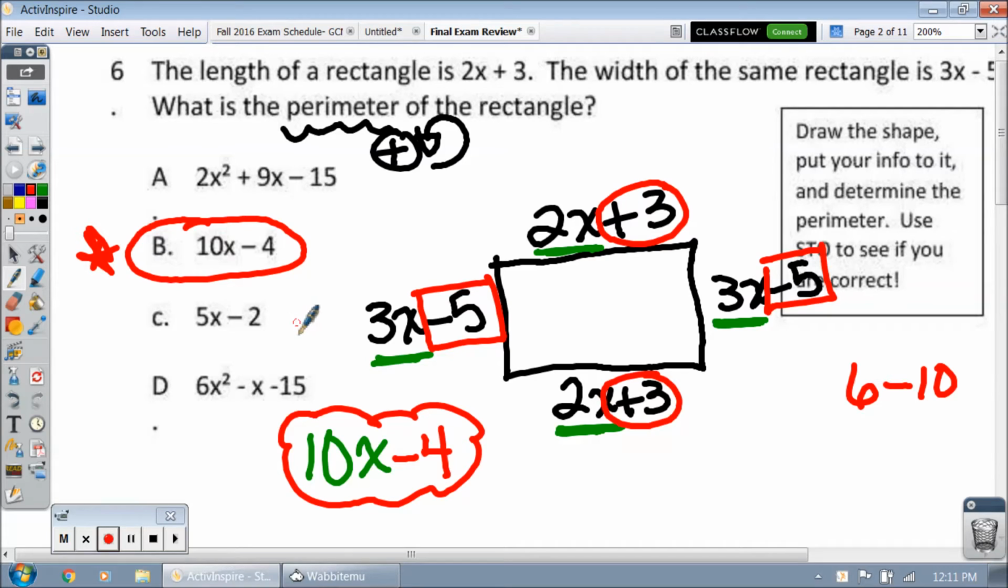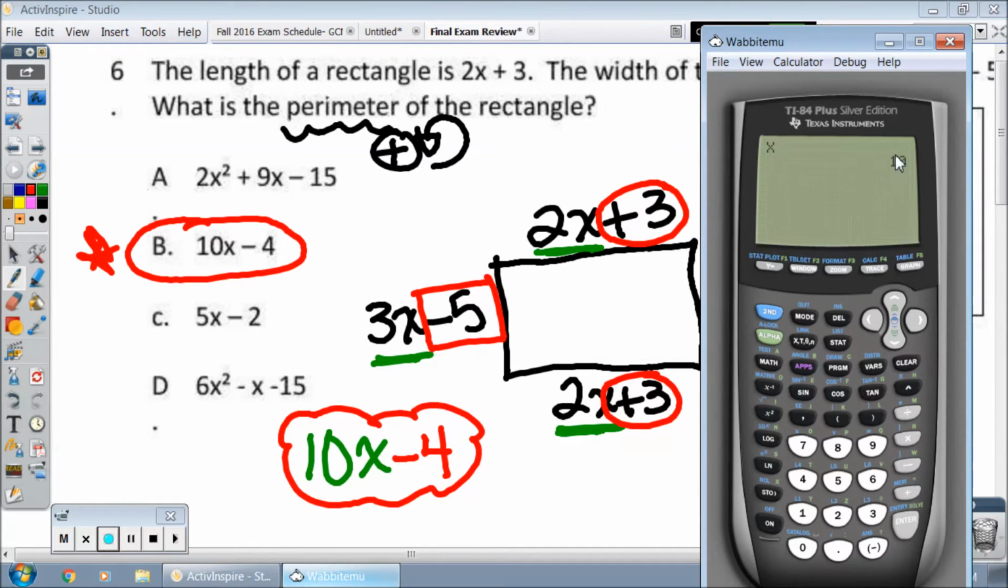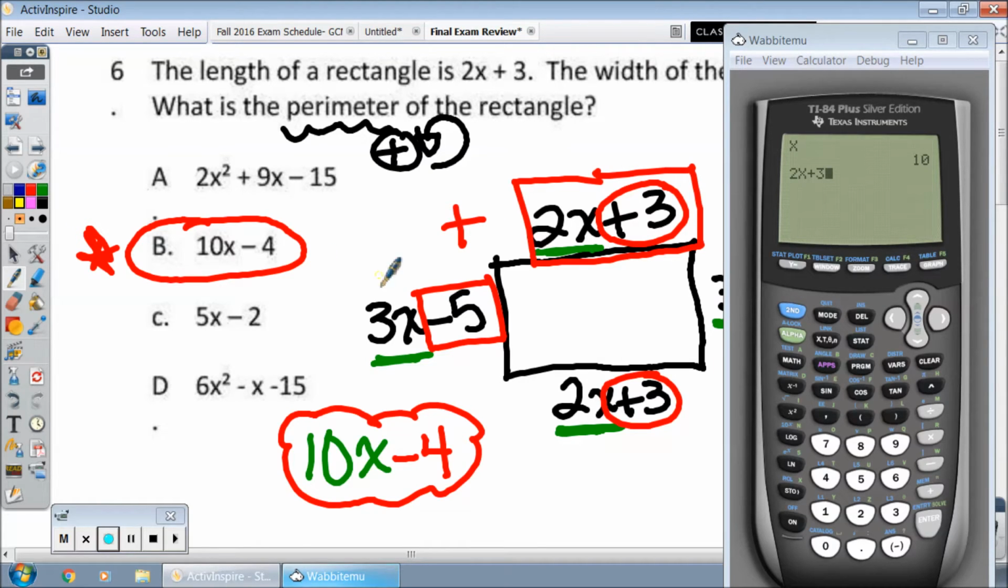Now, if you remember one of our previous problems, how could we tell that answer choice B is 100% correct? Well, what we can do is take all of our sides and put them in the calculator. It looks like we now have 10 stored to x. So that's what we're going to use here. So let's type in our problem. 2x plus 3. So we type this guy in right here. Plus, let's add this side. 3x minus 5. So plus 3x minus 5.